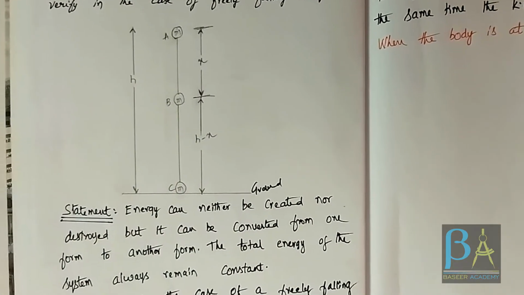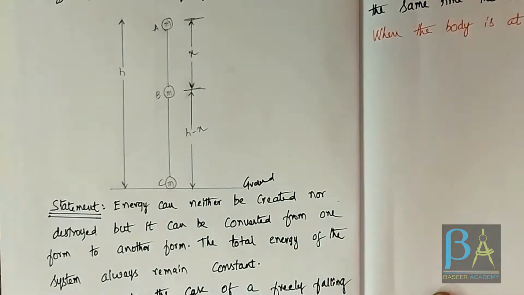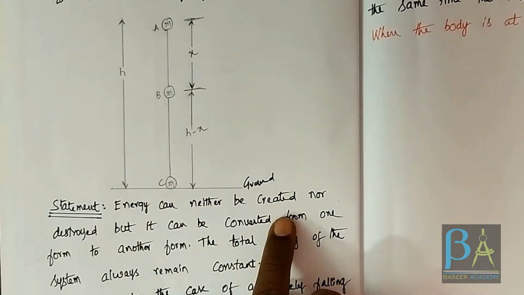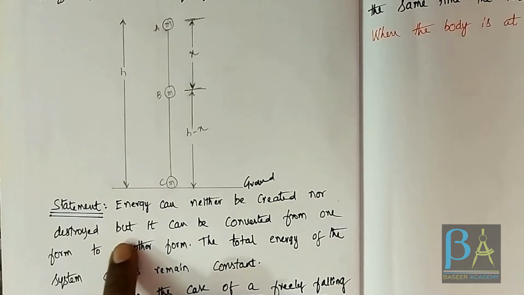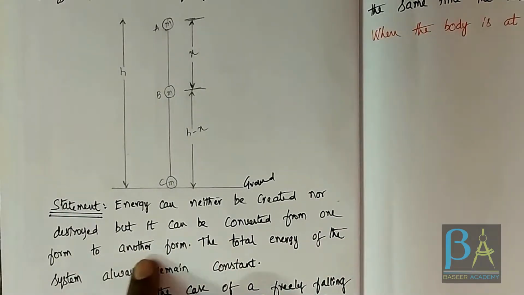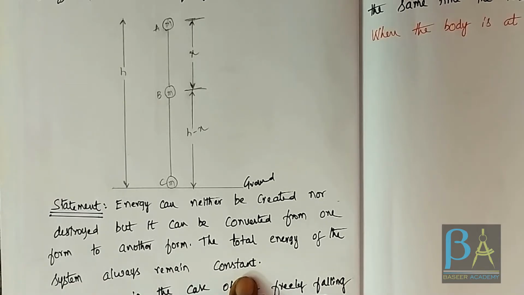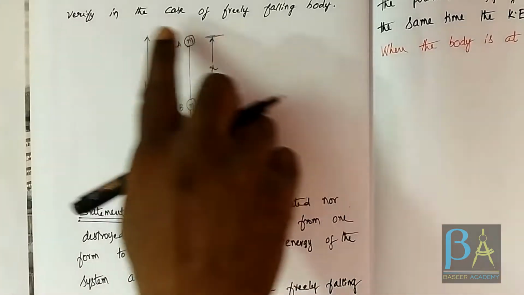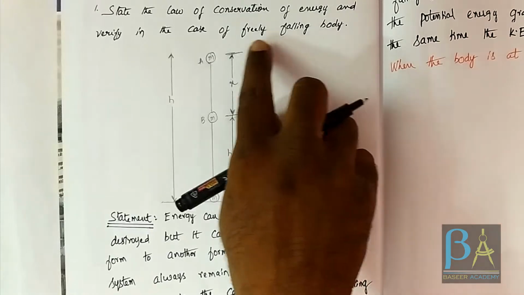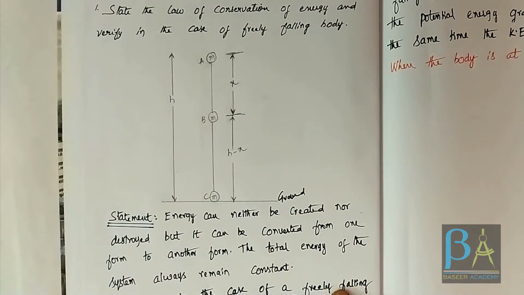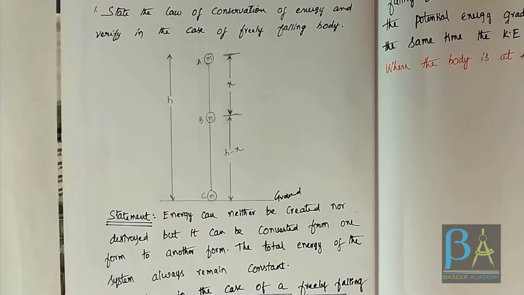Now let us start the answer by writing a little statement here. Energy can neither be created nor be destroyed, but it can be converted from one form to another form. The total energy of the system always remains constant. That's the statement of the law of conservation of energy. It says that the total energy always remains constant, which means the total energy never changes.